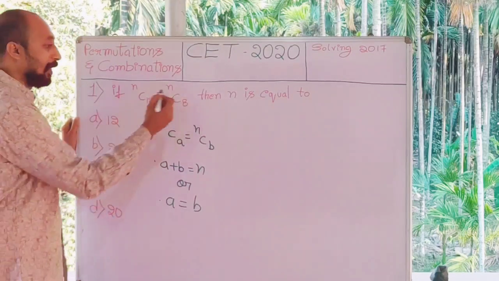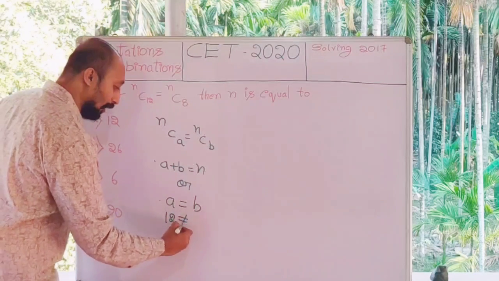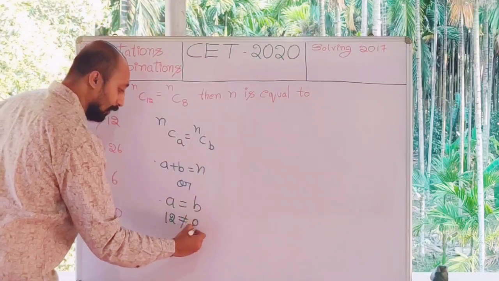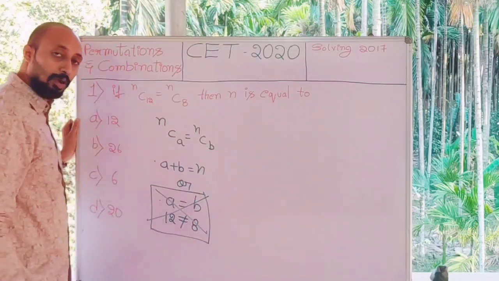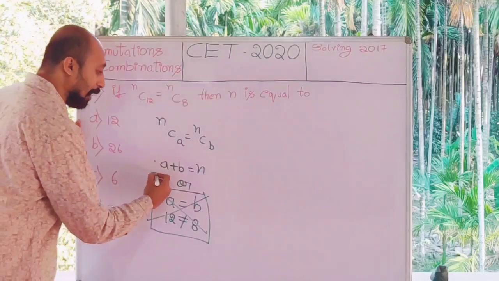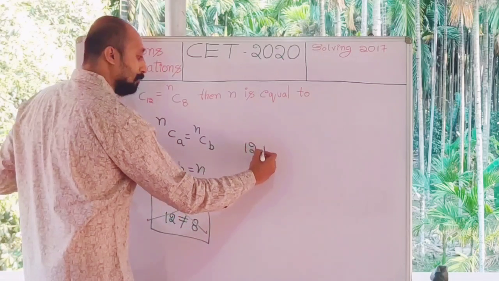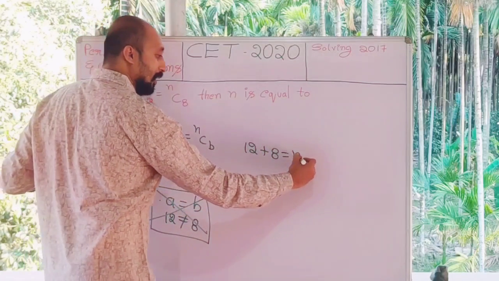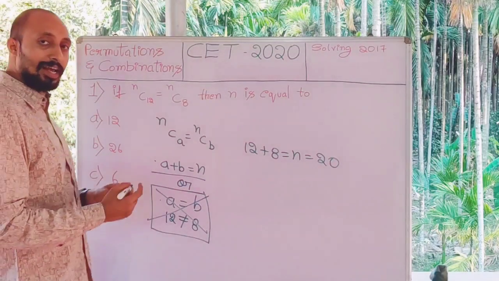Here, a and b are not equal. That is, 12 is not equal to 8. That means this condition has no entry to this problem. So the only condition remaining for us to choose is a plus b is equal to n. So what is the a value? 12. What is the b value? 8. So what is the n value for me? 20. So option D is your right answer here.